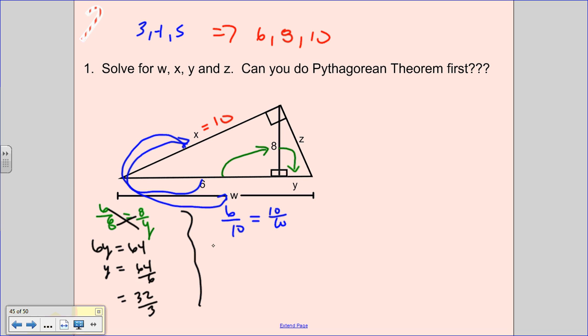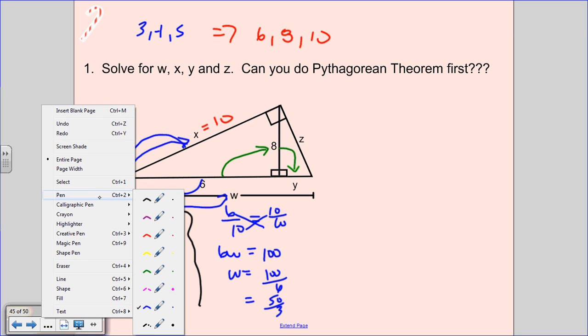So again, it would cross multiply. That would be 6 times w, which is 6w, is equal to 10 times 10, which is 100. Divide both sides by 6. So w is equal to 100 over 6. And that would be 50 over 3 reduced.